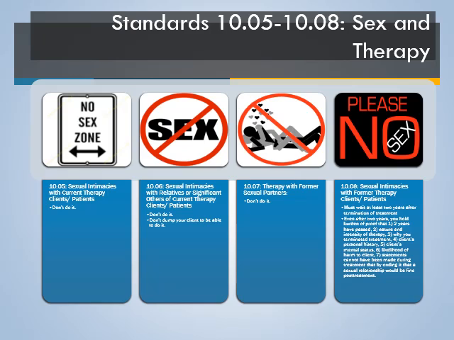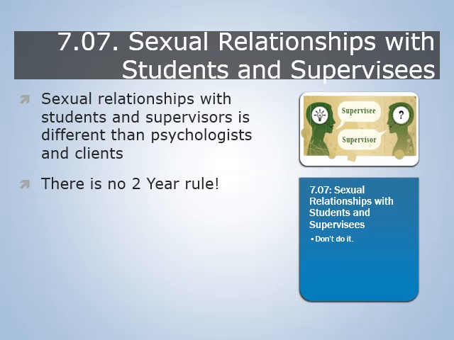1007, you cannot provide therapy to a former sexual partner, period. No exceptions. That's it. Done. And finally, students and supervisees. If you have evaluative authority, that's not appropriate. There is not a 2-year rule here, however. But that relationship is still considered an unethical multiple relationship and could be a real problem. However, it changes down the road.